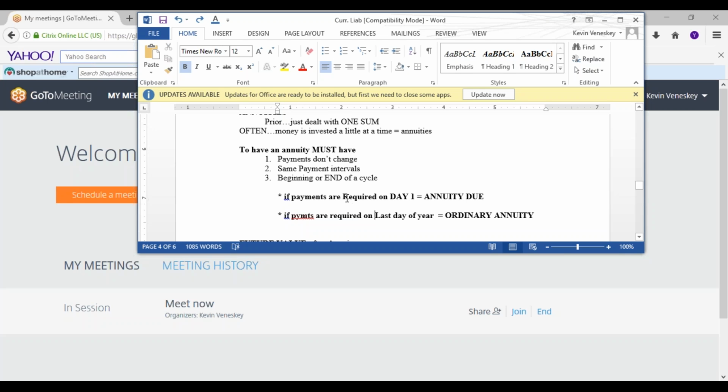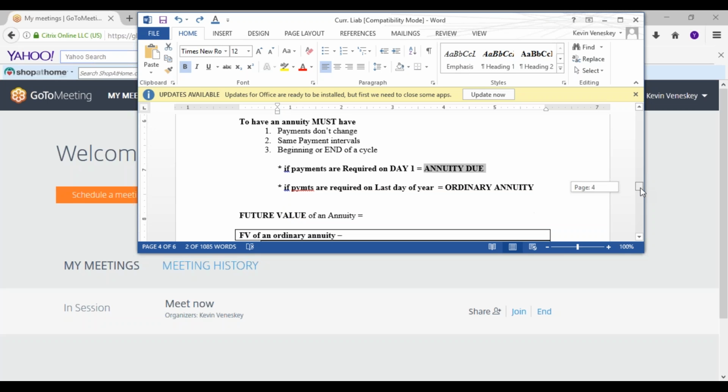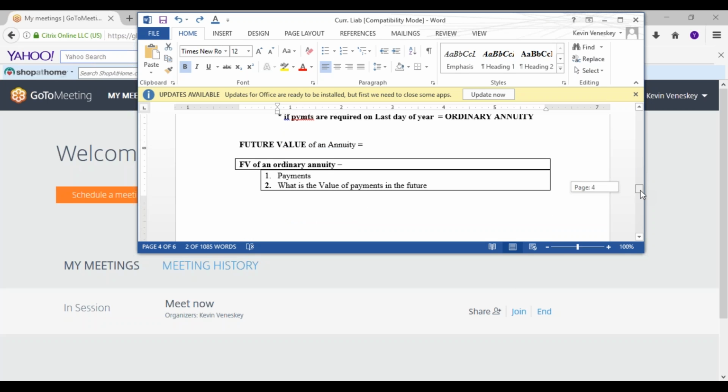However, if payments are required at the beginning of the month or the beginning of the year, whatever it is, these types of annuities are called annuity due. And if it's an annuity due, you have to tweak your chart just a little bit. So we still do our same N and same I calculation.